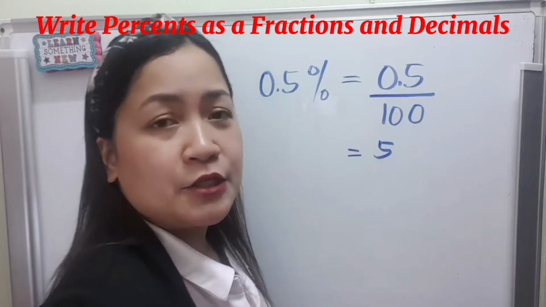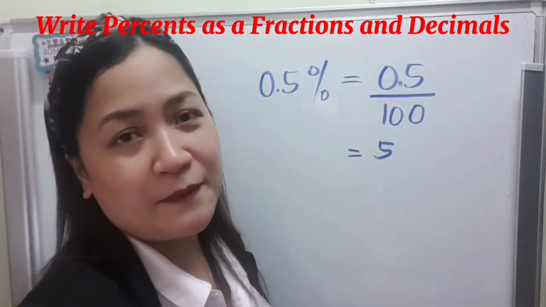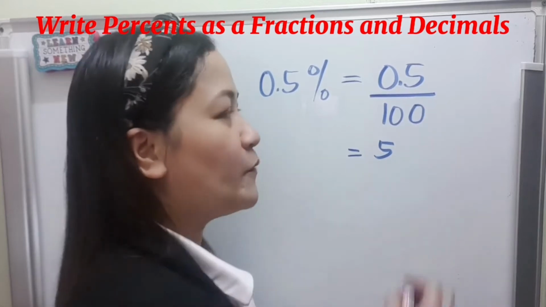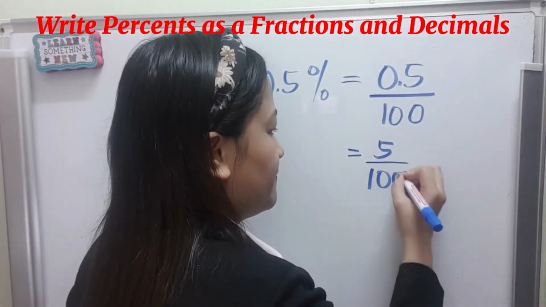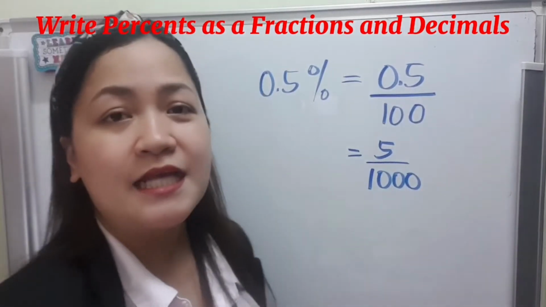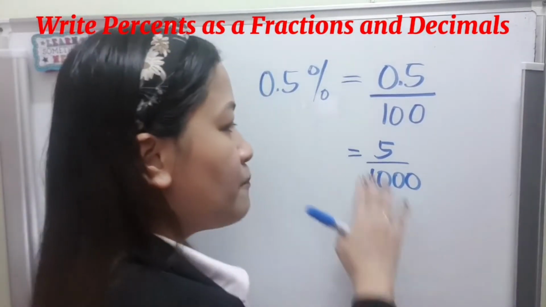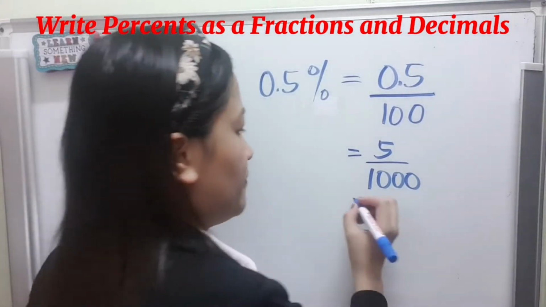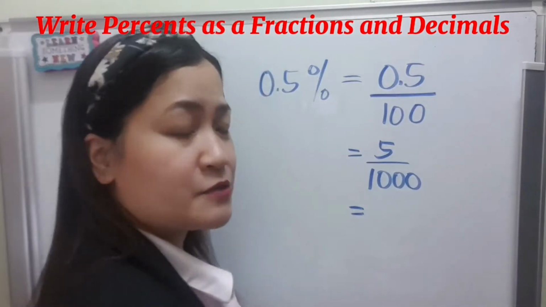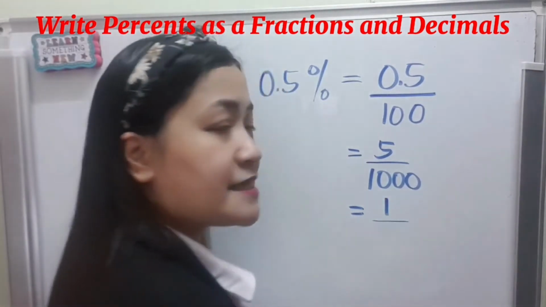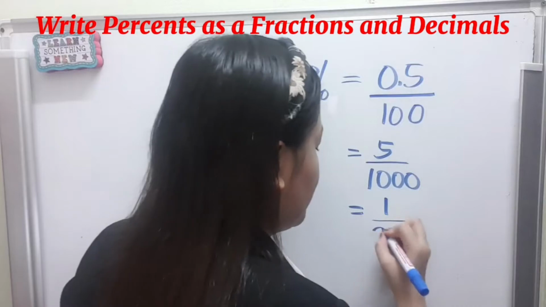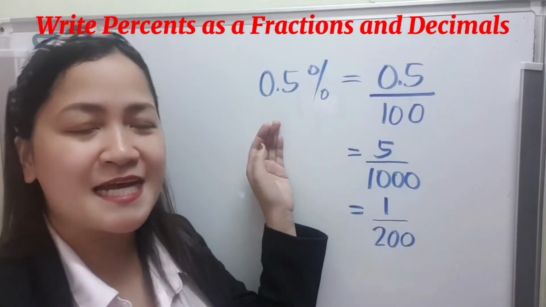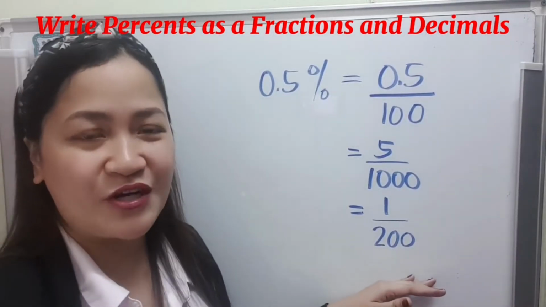And when we multiply the numerator by 10, be sure to multiply also the denominator by 10. So that gives us 100 times 10 or 1,000. And then simplify our fraction. Both of them can be divided by 5, or the GCF is 5. So 5 divided by 5 is 1, and 1,000 divided by 5 is 200. So that means 0.5% as a fraction is 1 over 200.